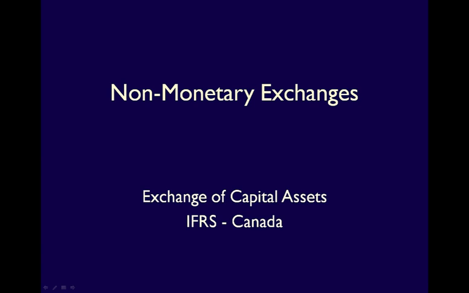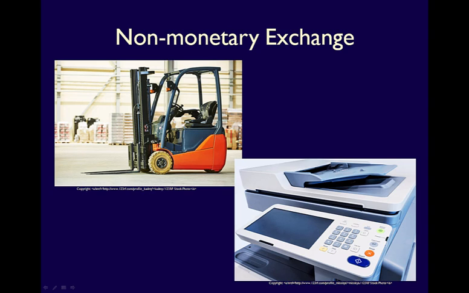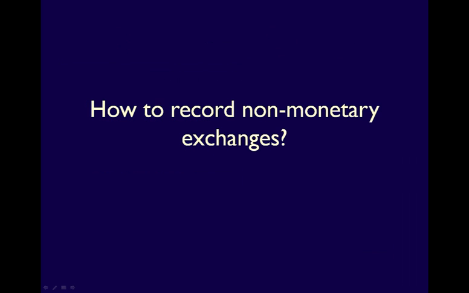Hi, Else here, and we're continuing our discussion about non-monetary exchanges. Recall that a non-monetary exchange is when we give up one asset, like a forklift truck, in exchange for yet another asset, another forklift truck. Or we exchange our forklift truck for something different, like a scanner/printer/photocopier for our office. How do we record these types of non-monetary transactions?